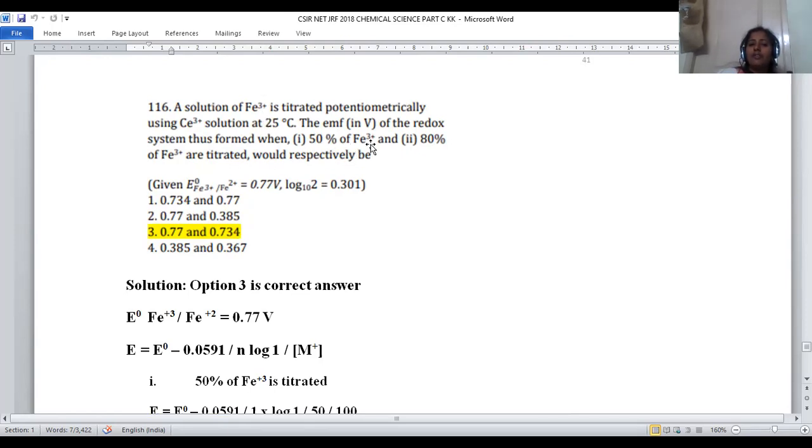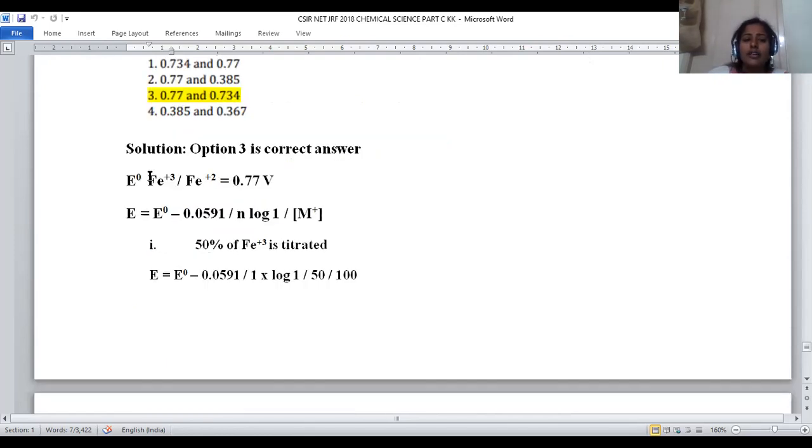And in this, when 50% of the iron is consumed, how much EMF is generated? When 80% of the iron is consumed, how much EMF is generated? These two things we have to predict. For that purpose, the E naught value for iron is given as 0.77 volts. Let us apply the next equation: E is equal to E naught minus 0.0591 by n log of 1 by metal ion concentration.